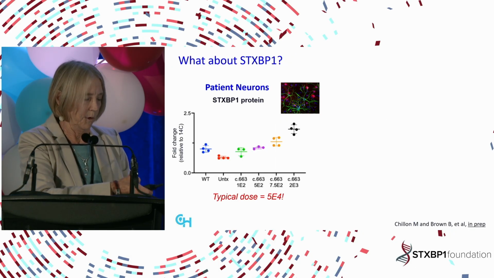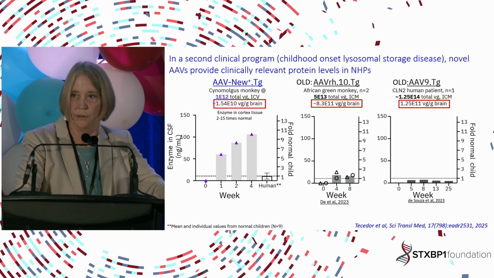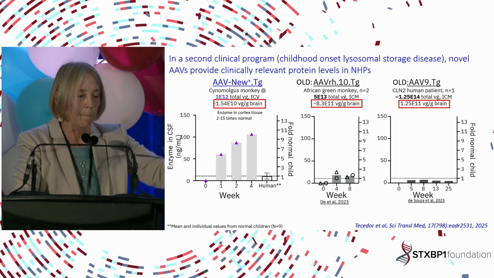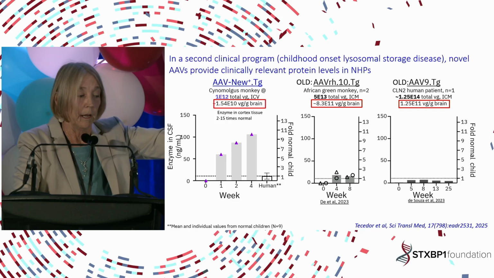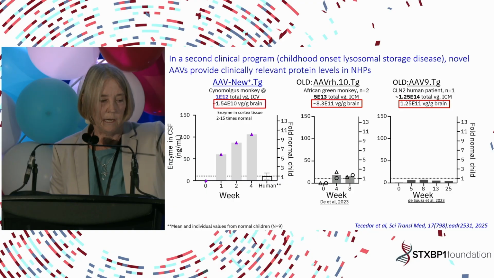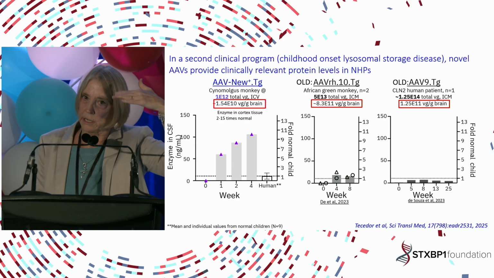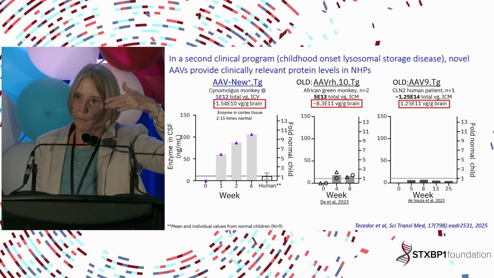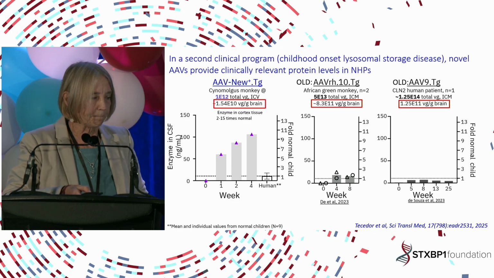And then, you notice that the two old vectors that were in clinical trials barely get above that little dotted line or not at all. And those doses are either 10 times more or even greater, and they're still not getting the amount of protein that we need in those brains. So here we have something that's quite a bit better.